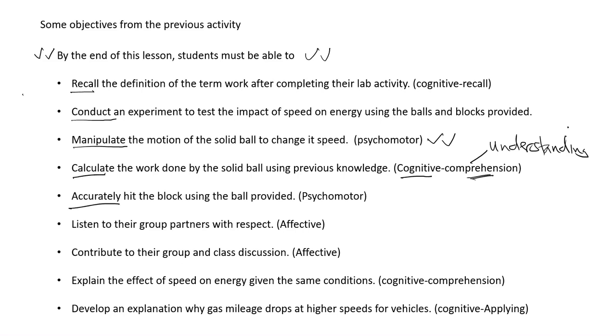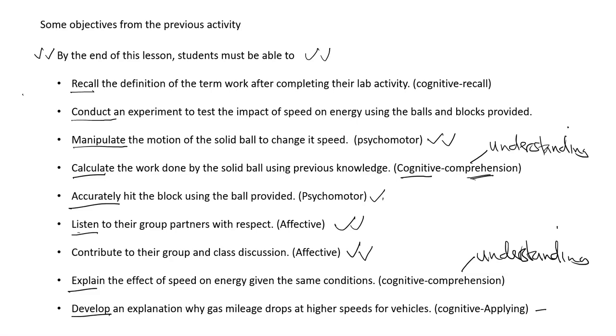Accurately hit the block using the ball provided. So this part is psychomotor. Listen to their group partners with respect. That is affective domain. Contribute to their group and class discussion. Affective domain. Explain the effect of speed on energy given the same conditions. So this is cognitive, comprehension or understanding. Develop an explanation why gas mileage drops at higher speeds for vehicles. So this is cognitive, applying.